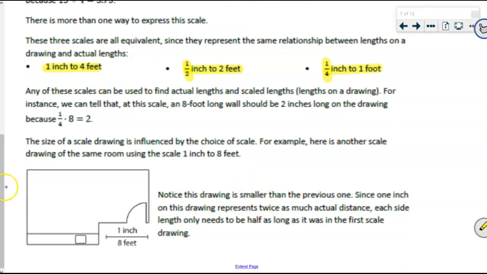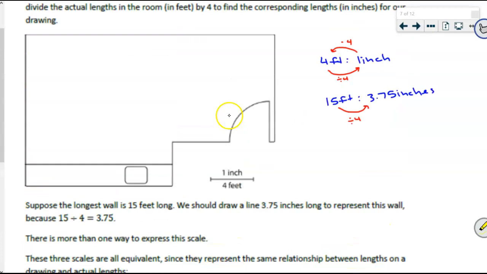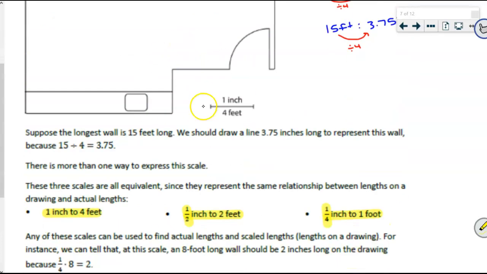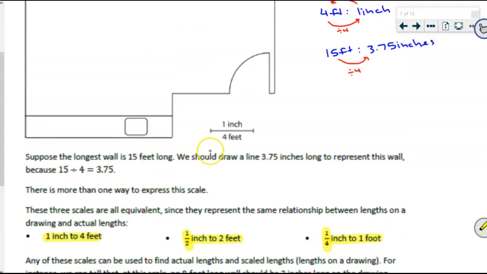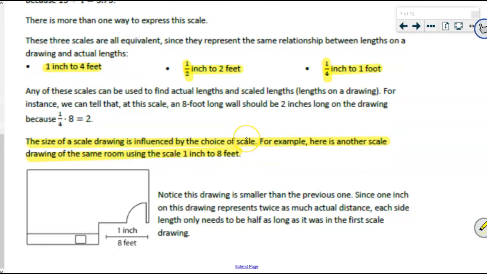This is one of the things that we ended up with. The size of a scale drawing is influenced by the choice of scale. For example, here's another scale drawing of the same room using 1 inch to 8 feet. So again, compare. This one was so much bigger. This one, so much smaller. And it's because now 1 inch represents a whole 8 feet, where up above 1 inch only represented 4 feet. So that did affect the size of the drawing.